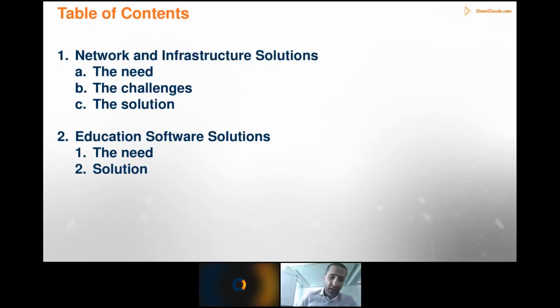I will split this webinar into two sections. In the first section, we will be talking about the network and infrastructure solutions, which is mainly the majority of this webinar. And I will proceed to talk about software solutions. These two solutions are interlinked. It means that when we are providing a solution, we are providing it as a complete package. But it is possible to split them here into networking and infrastructure, and applications on top of that networking and infrastructure.